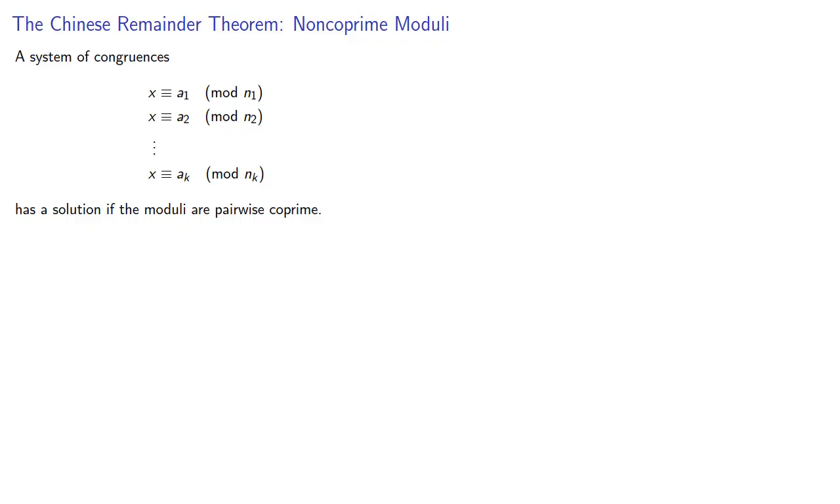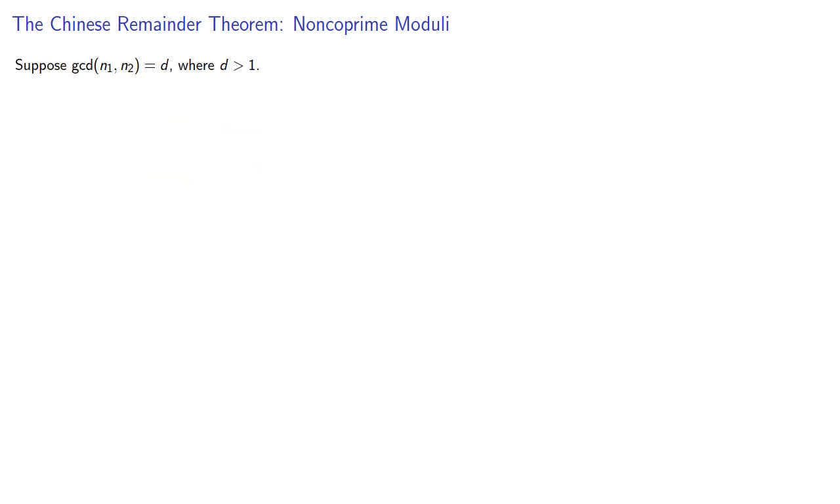A system of congruences has a solution if the moduli are pairwise coprime. But what if they're not? Under certain conditions, there might still be a solution. So suppose our greatest common divisor of two moduli is d, where d is greater than 1.